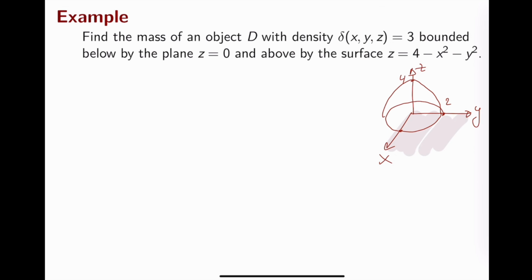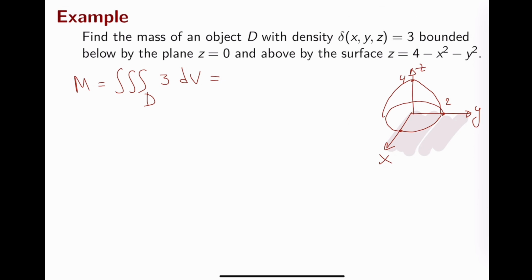In order to calculate the mass of the object, we just need to calculate the triple integral over D of the density, which in this case is just a constant function equal to 3. Okay, so this is the integral that we need to calculate. In order to find the limits of integration of this solid, because of its shape, it would be more suitable to use cylindrical coordinates, which we have studied before.